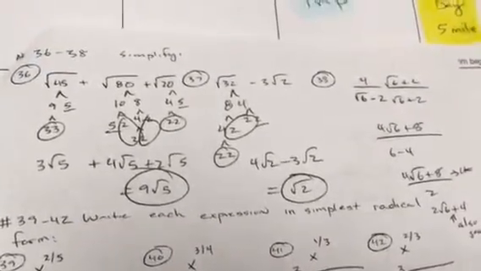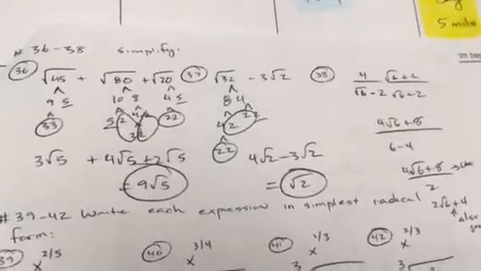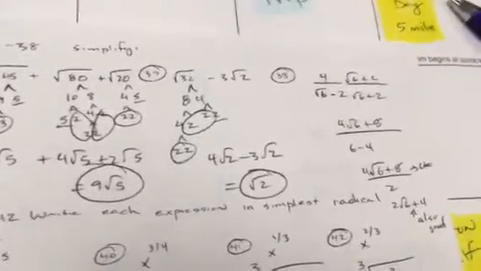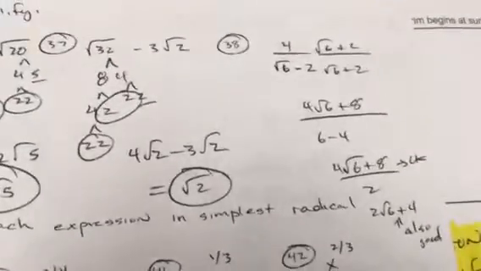Well, 36, you're breaking them down. You got a bunch of root 5s, 9 root 5. Break down root 32, it's 4 root 2, minus 3 root 2 is just a regular root 2. And take a look at 38.